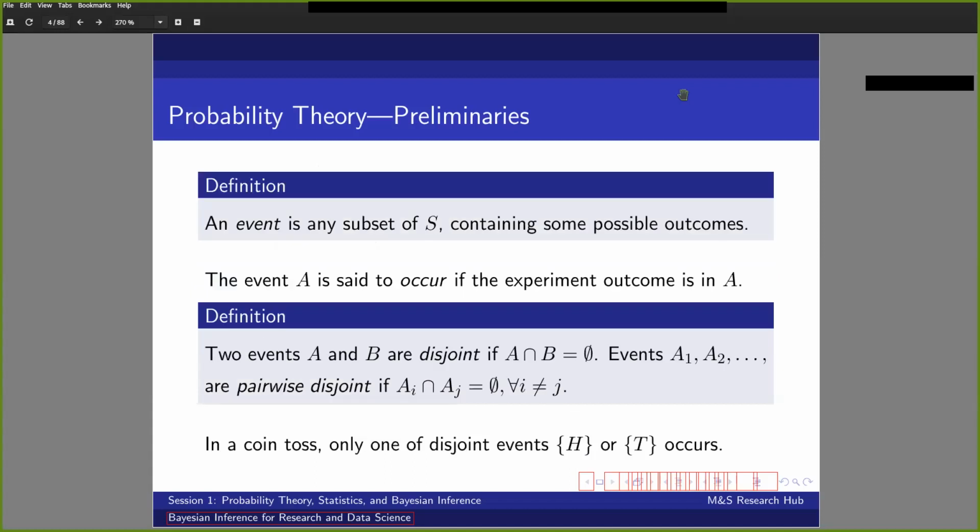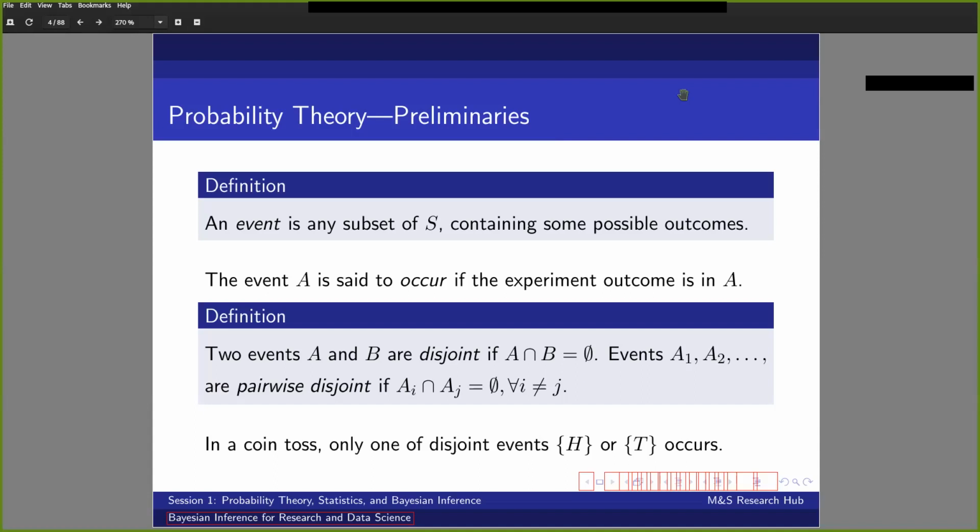Additionally, for a sample space S, we call any subset of S an event, which contains some possible outcomes. We say that the event A occurs if the experiment outcome is in the subset A. Additionally, two events A and B are disjoint if their intersection is the null set. In other words, they are disjoint if they don't share any outcomes. So for example, when we're tossing a coin, only the events heads or tails can occur.